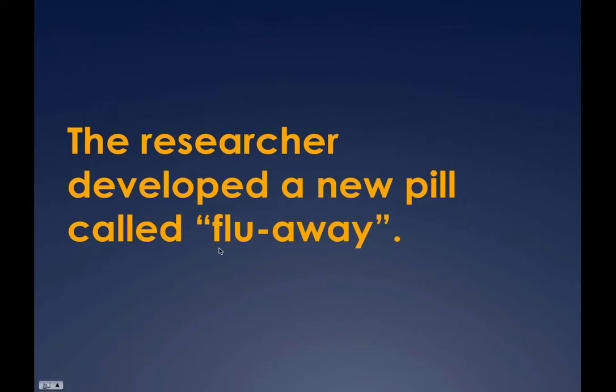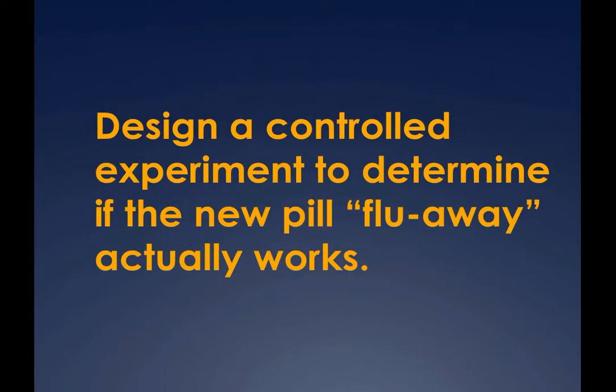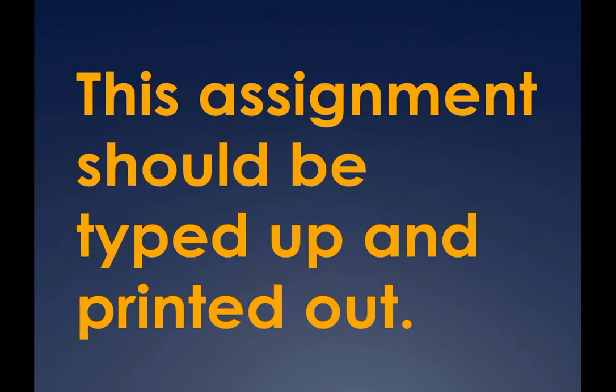So this researcher developed a new pill called Fluaway. Now, since your reputation is amazing for coming up with perfect and wonderful experimental design, you've been hired. And you're hired now to come up with this great design. So here's the homework piece. You need to design a control experiment to determine if the new pill Fluaway actually works. As you describe your procedure, include sample size, control group, experimental group, and dependent variable. And this assignment should be typed up and printed out. So if you didn't get it, you can hit reverse on here and you can hear it again. Good luck.